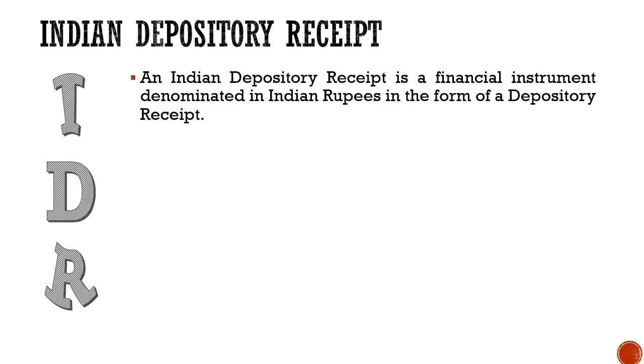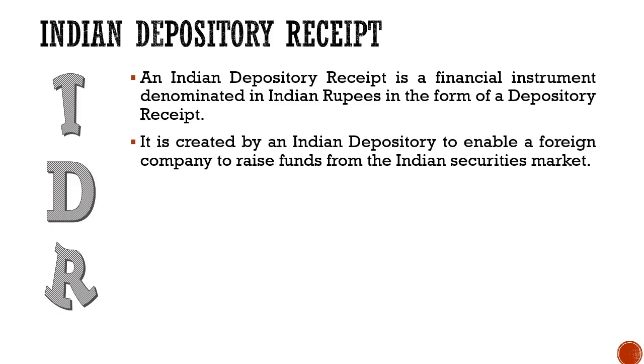The next depository receipt is the Indian Depository Receipt. Now, just like an ADR or GDR, IDR is also similar to that. The only thing is it is exactly the opposite of them. The Indian Depository Receipt is a financial instrument denominated in Indian rupees in the form of a depository receipt. So it is an Indian form of depository receipt. It is created by an Indian depository to enable a foreign company to raise funds from the Indian security market.